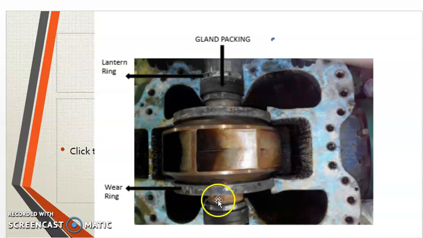These two, this one and this one, are the wear ring, and this one is the lantern ring, and the gland packing is here.